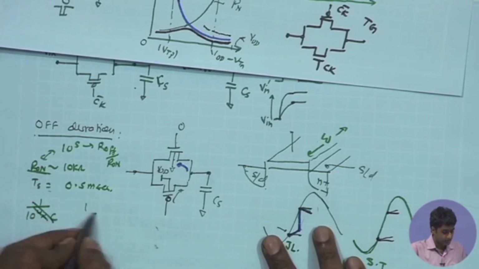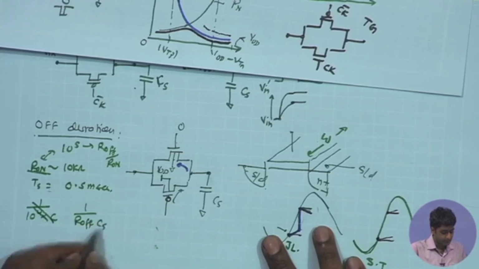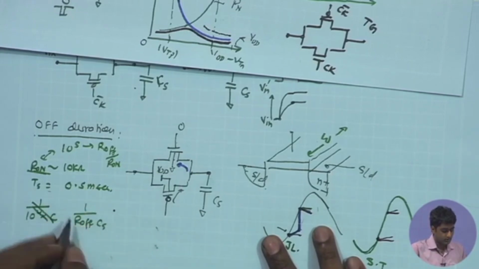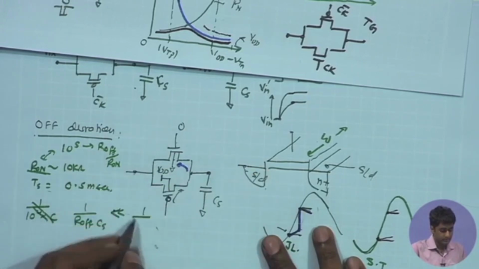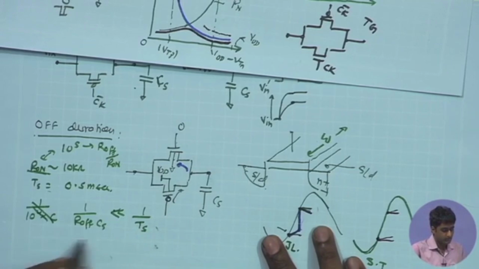and hence I must make sure that R off times Cs, that is the discharge time, that is the corresponding time constant, is much larger, or in other words 1 upon this is much smaller than the sampling duration Ts. That is the condition we must make sure we are having.